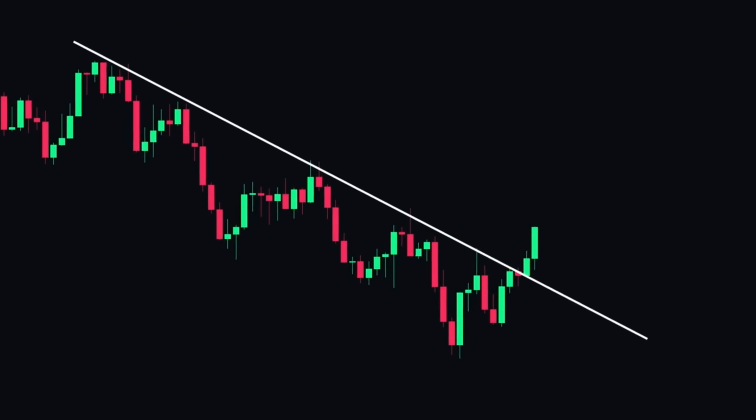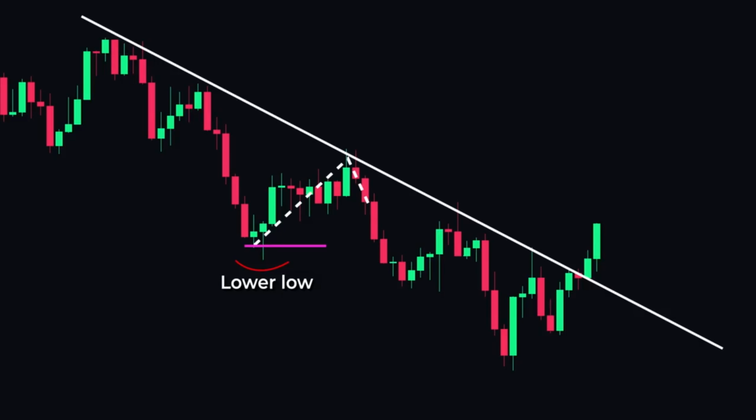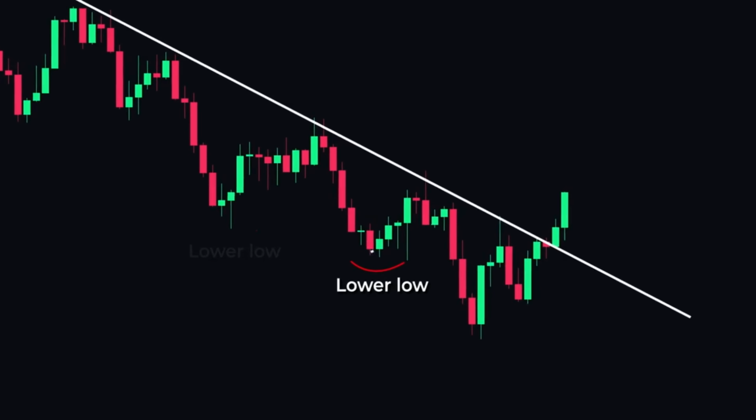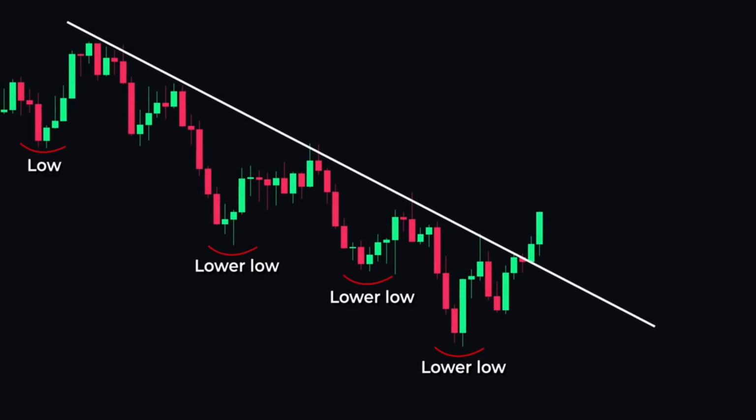Price makes a low, then it breaks that low, forming what's called a lower low. Shortly after, it happens again. Price breaks the previous low, forming another lower low. And then once more, price breaks the low and forms yet another lower low. This shows that price keeps forming lower lows, which tells us the downtrend is still strong.